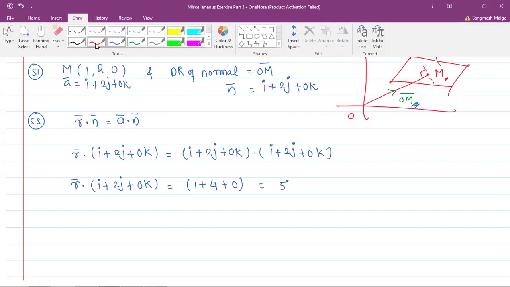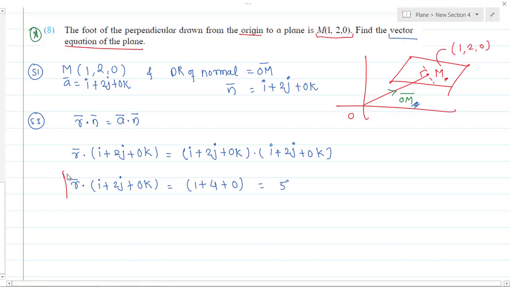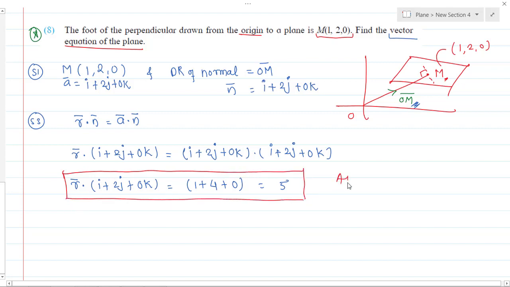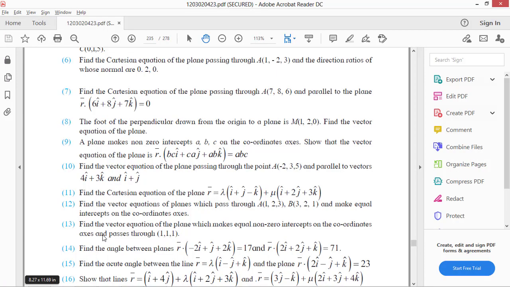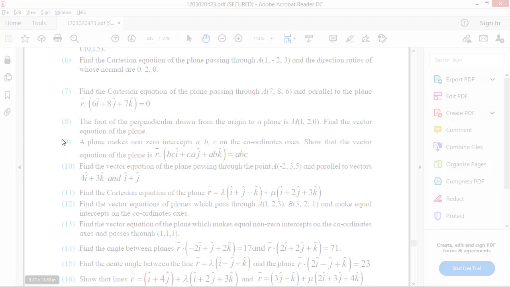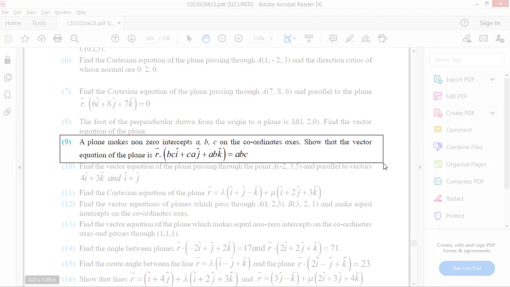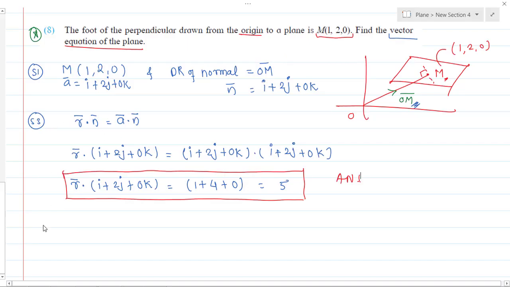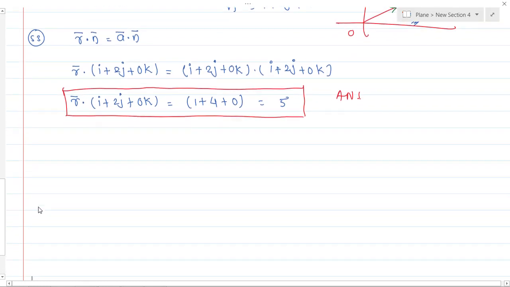Okay, it's very simple, so let me put this in a small box. Yes, this is what my final answer is. So i plus 2j is equal to 5. Great. Now let's see question number 9. If you have any doubt in any of these questions, you can ask me anytime. Perfect. Now let's take question number 9.